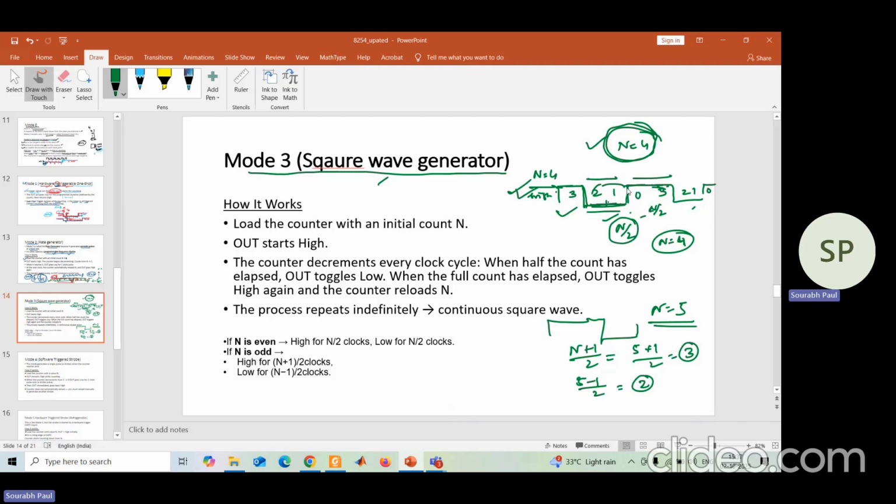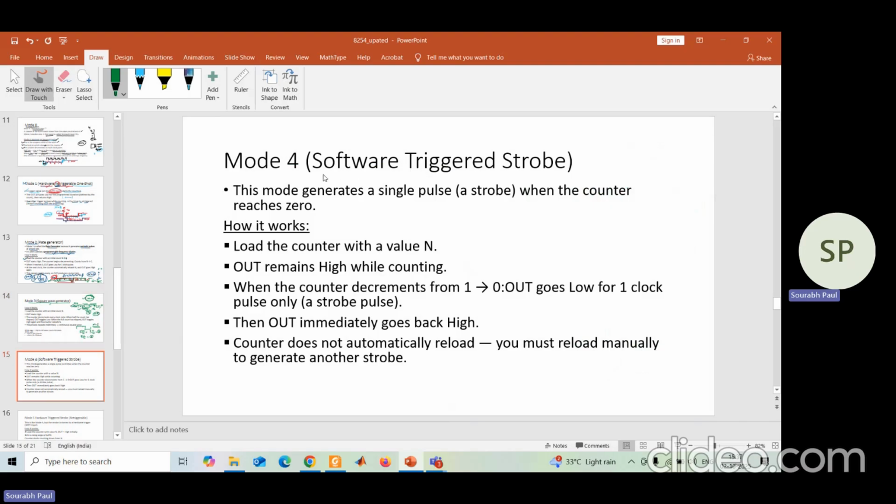Okay. The next one, mode 4. The other name of mode 4 is software trigger strobe. Now what is a strobe? Strobe is a single pulse. So what is software trigger strobe? It means triggering will be done through software, not by using the gate terminal. When you load a count value, a triggering operation is done automatically and the count starts. That's why the name is software trigger strobe.